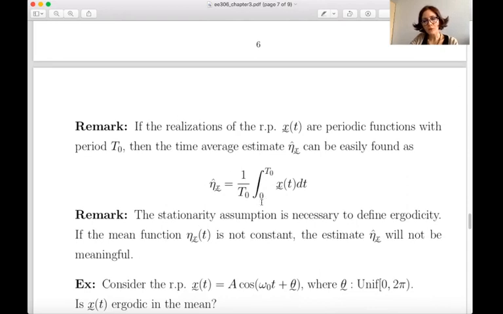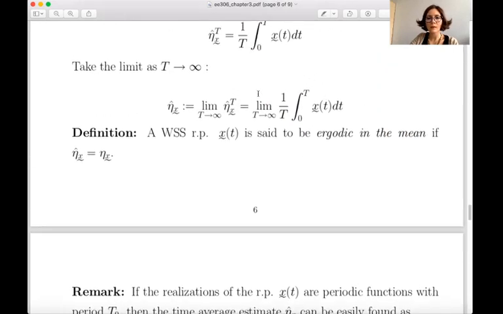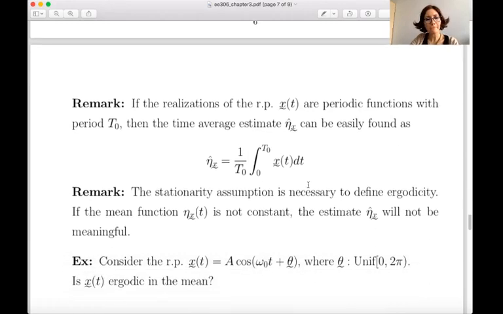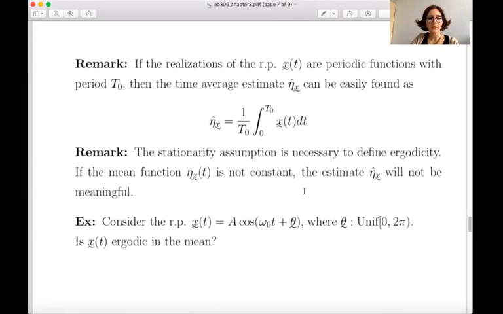You just have to integrate your random process between 0 and the period t0, and then normalize by the length of that period, so multiply by 1 over t0. This integral is going to be the same as this one. So eta x hat is obtained in this way if you have a periodic random process. So the calculations get easier.